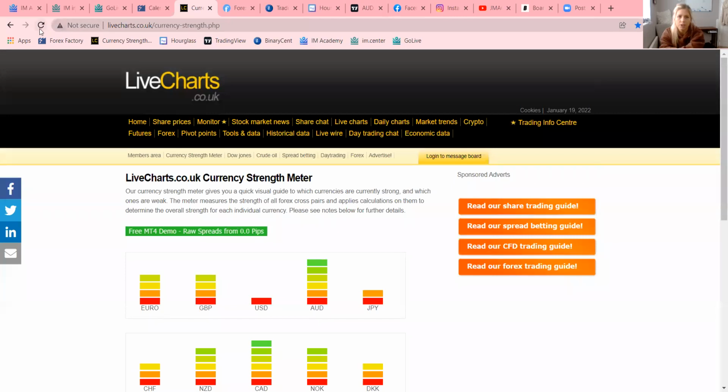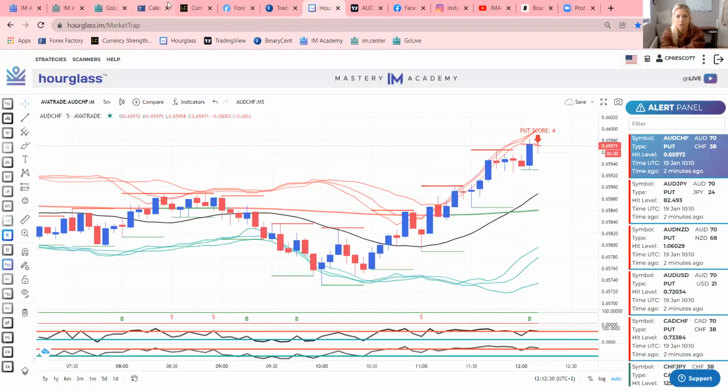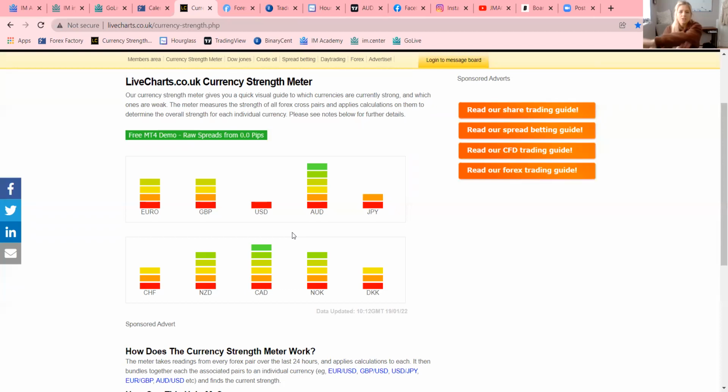You make sure you're refreshing, okay, because this changes literally every 60 seconds. All right, so this shows in a different way to how Hourglass shows or how Market Trap shows. It shows you with bars. So as you can see, AUD is the strongest right now, as well as CAD. NZD is pretty strong, and then the JPY and the USD are pretty dead, with CHF sitting in the middle. All right, so this is another website.